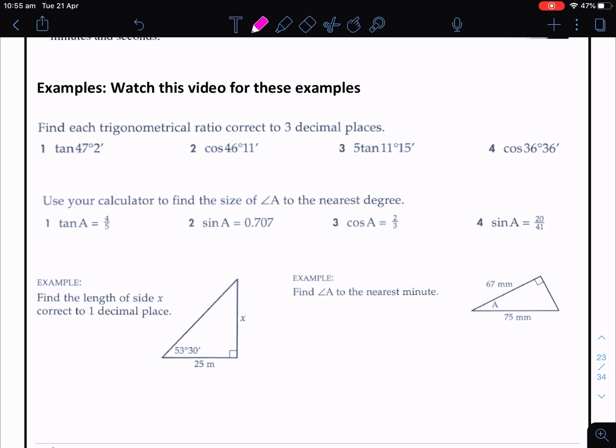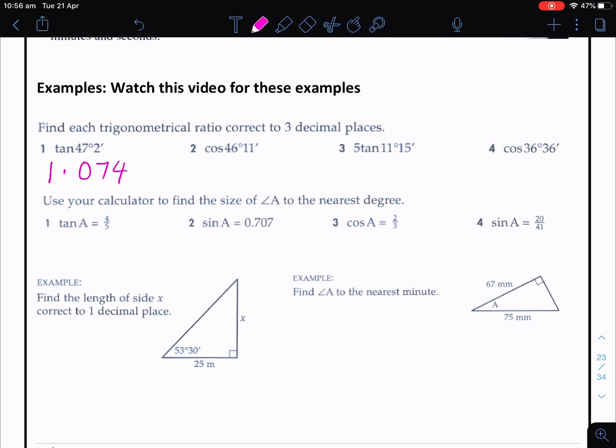So when you put these ones into your calculator, for number 1 you would press tan 47, then you're going to press your degrees, minutes, seconds button, which will bring up the little degree, and then a 2 for the minutes as well. Press the degrees, minutes, seconds button again and press equals. So you'll press tan 47 degrees, minutes, seconds, 2 degrees, minutes, seconds equals, and you'll get 1.0736, and it wants it to 3 decimal places. So for that one it would be 1.074.